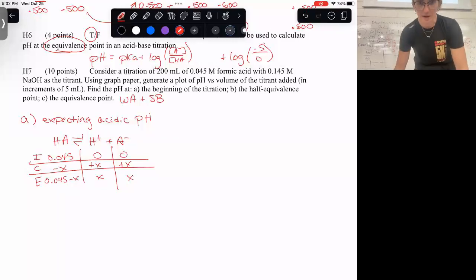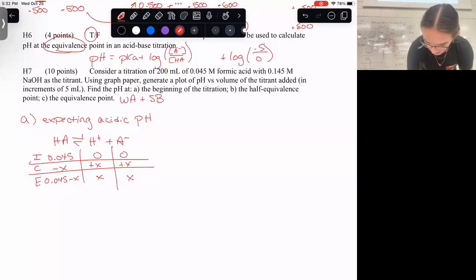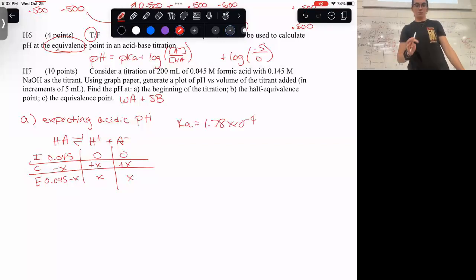Okay. At the top of the page, we're given Ka, and it is 1.78 times 10 to the negative 4. Can we use the assumption when we're solving Ka here?